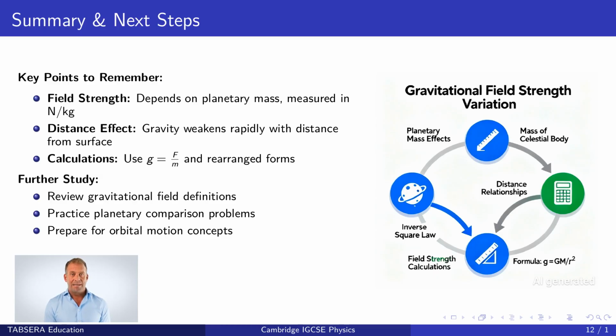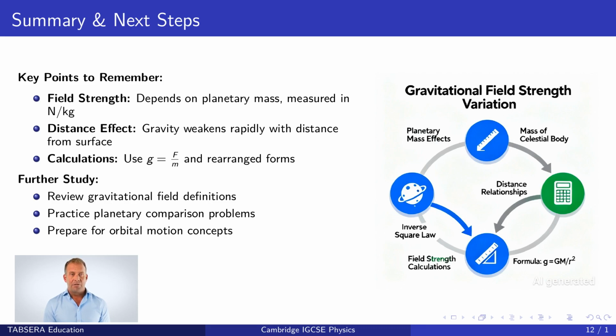Let's summarize today's lesson on gravitational field strength variation. The key points to remember are, first, gravitational field strength depends on planetary mass and is measured in newtons per kilogram. Larger planets create stronger gravitational fields at their surfaces. Second, gravitational field strength decreases rapidly with distance from the planet's surface, following an inverse square relationship, which explains why astronauts experience weightlessness in orbit.